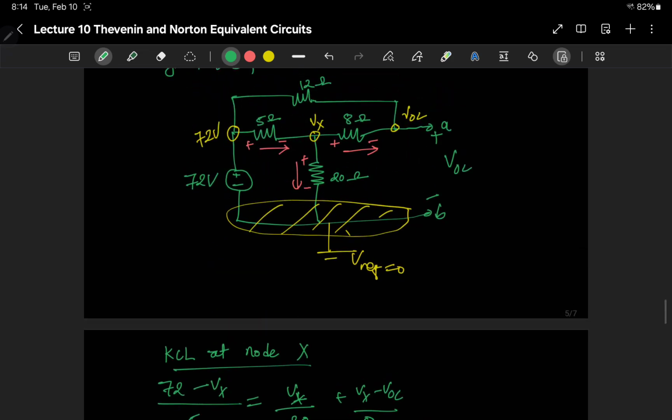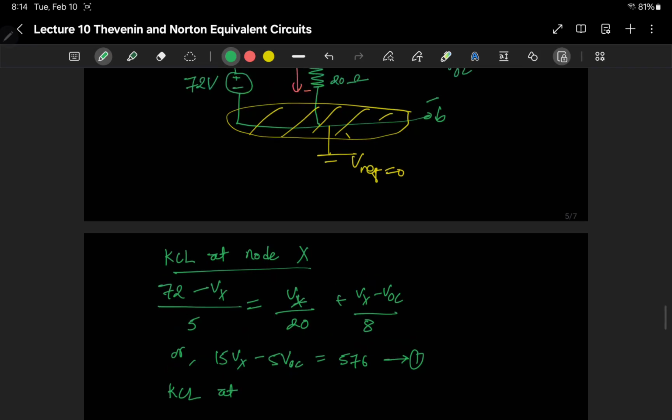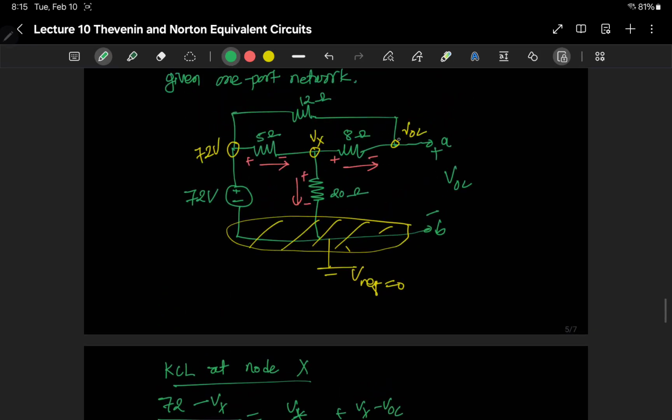Again, this current enters here, leaves here, leaves here. And if I simplify this, I will get something like 15 Vx minus 5 Voc is equal to 576. That is my equation 1. And we can apply KCL at the other unknown independent node, which is this point. Let's call this point A.